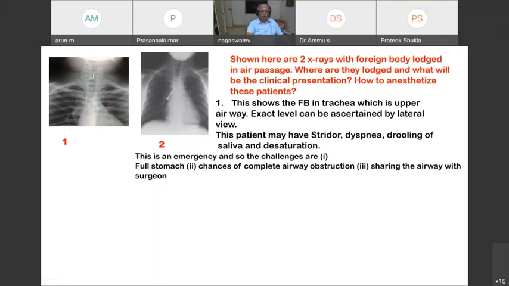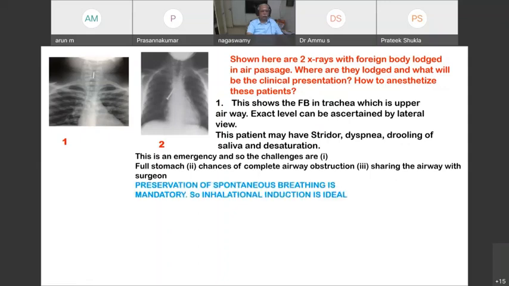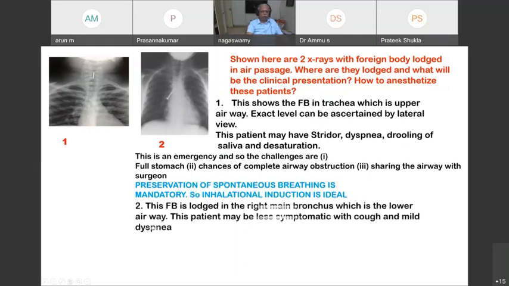Whereas with the second problem, that is a foreign body lodged in the distal part of the airway, what is going to be? Preservation of spontaneous breathing is mandatory for patient number 1. So you have to go for inhalation induction and maintain a deep plane of anesthesia. Okay? That is the dictum that you have to follow. Whereas for the second one, it is lodged in the right main bronchus, which is the lower airway. So the patient may be less symptomatic with mild cough or dyspnea and not an acute emergency. So how do you manage this patient?